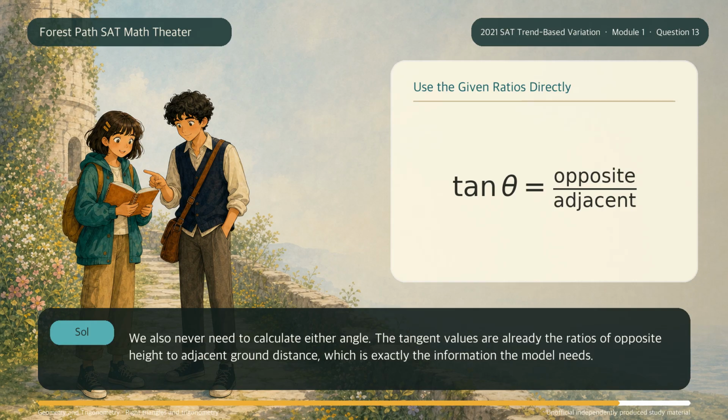We also never need to calculate either angle. The tangent values are already the ratios of opposite height to adjacent ground distance, which is exactly the information the model needs.